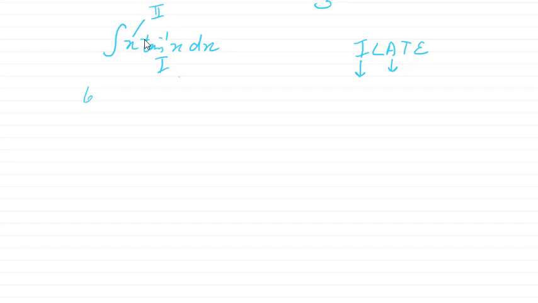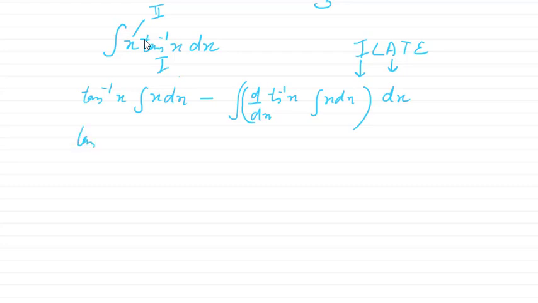Okay. So the formula: first function as it is, integration of second function, minus differentiation of first function, and then integration of second function, and then integration of the whole. Okay, so here tan inverse will come as it is, integration of x is x square by 2, minus differentiation of tan inverse x, that is 1 by 1 plus x square, then integration of this is x square by 2, and then dx.